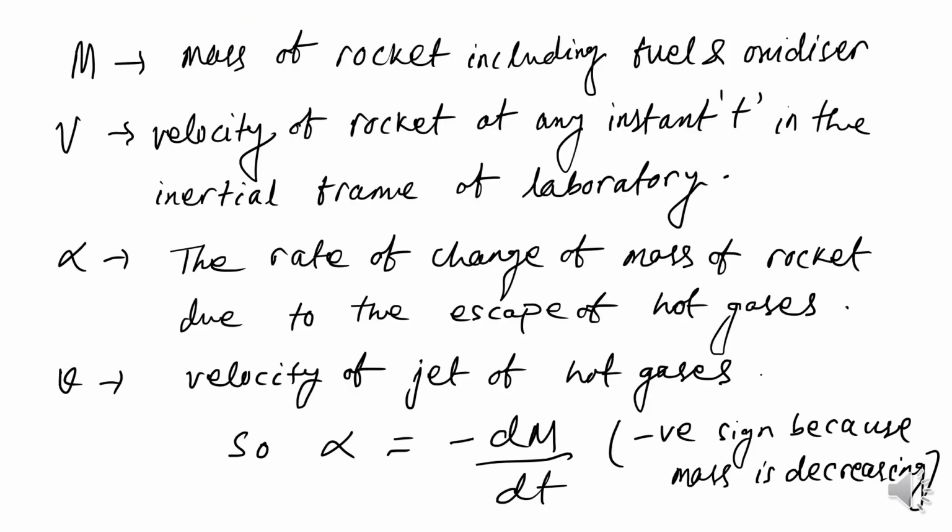Let us consider capital M as the mass of the rocket, including fuel and oxidizer. Capital V is the velocity of the rocket at any instant of time t in the inertial frame of the laboratory. Alpha is the rate of change of mass of the rocket due to the escape of hot gas in the form of a jet. Small v is the velocity of the jet of hot gases. Alpha is given as the rate of change of mass, dm by dt, with a negative sign because the mass is decreasing over time. These are the variables we are going to use in the equation.